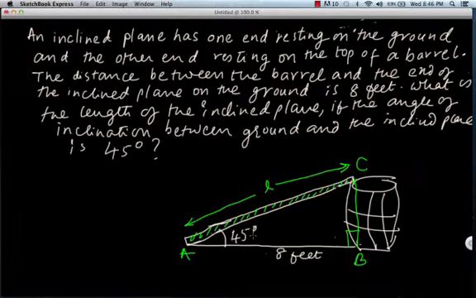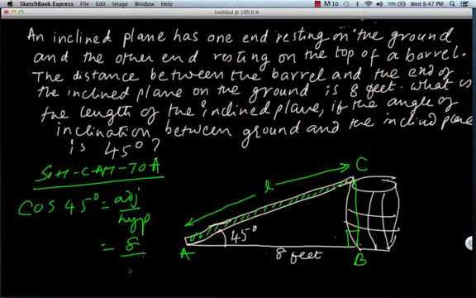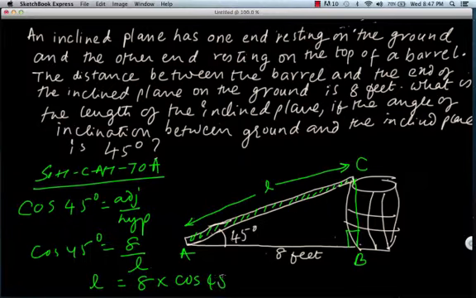From our mantra again, SOH CAH TOA. Let's see what trigonometric function we can apply. So we have an angle 45. We know the adjacent side, and we are asked to calculate the hypotenuse. So adjacent and hypotenuse is cos, right? So apply the formula. Cos 45 degrees equal to adjacent by hypotenuse, which is 8 by L. So L equal to 8 divided by cos 45.